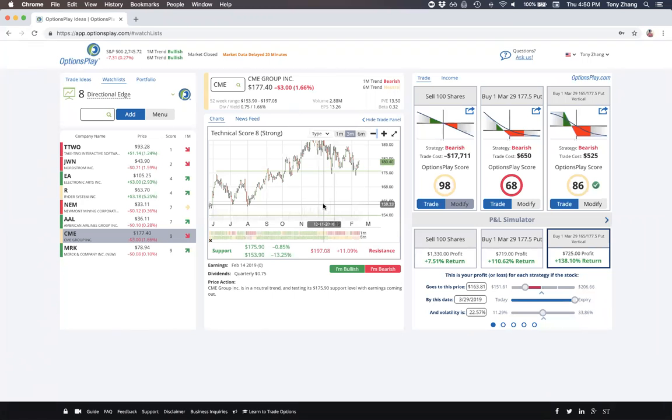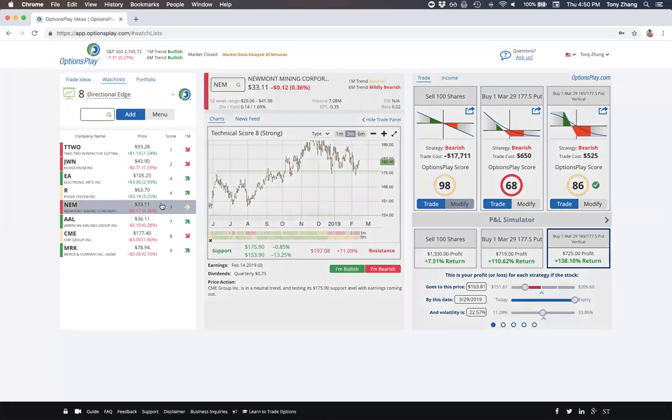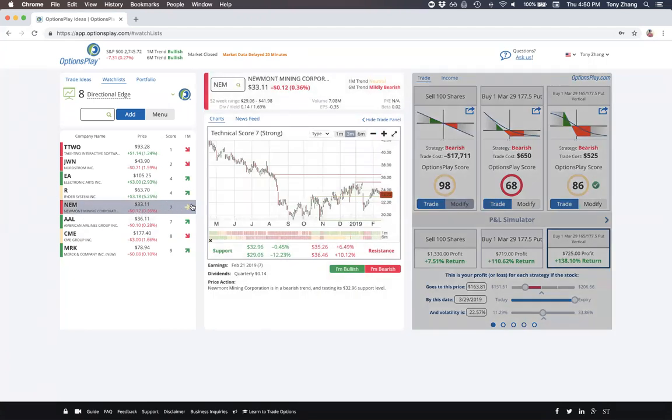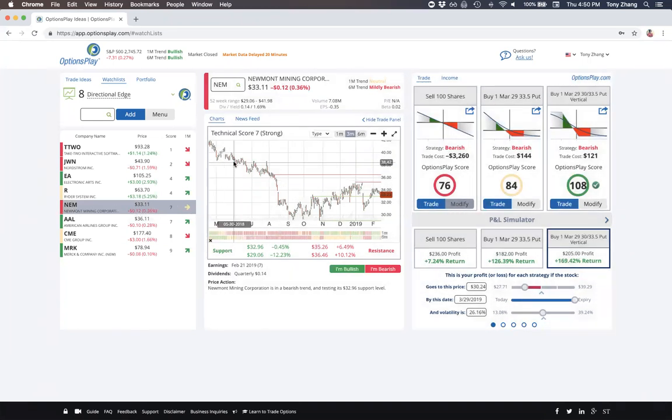So this is really where you can find opportunities for big, fast moves in one direction or another without even having to look at a chart. I know that Newmont Mining is one of these candidates because of the fact that it's got a score of 7 and the fact that it's red and yellow. So same thing, Newmont Mining: 1 month and 6 month trends are neutral and mildly bearish, but it's got a technical score of 7.